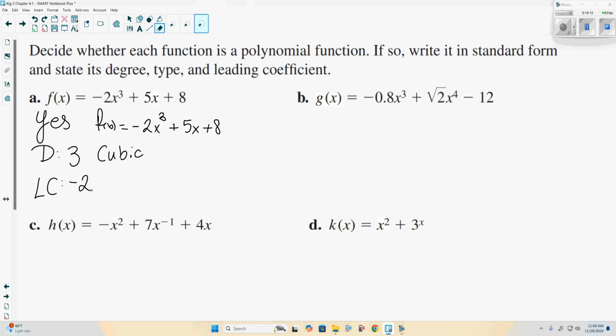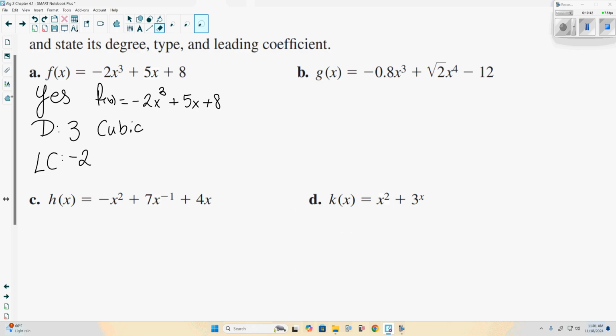Now let's look at B. Is B a polynomial function? It actually is. And there's a reason for it, because what we're thinking the reason it might not be is this square root of 2x to the fourth because of the radical. Now, if it was like this here, yes, it's not a polynomial function because the variable would be inside the radical. And they did this on purpose to see if you'd pick up on that or not. So here the variable is technically outside the radical, so yes, this is still a polynomial function.